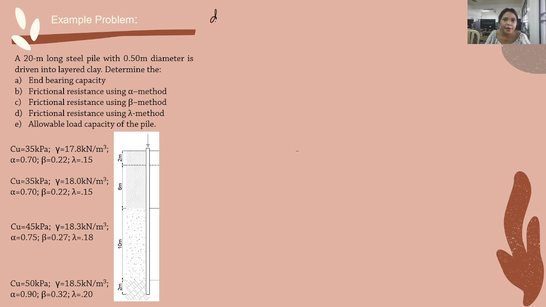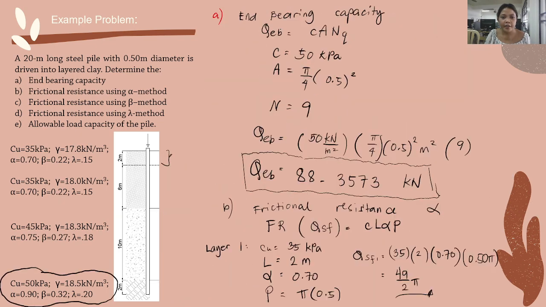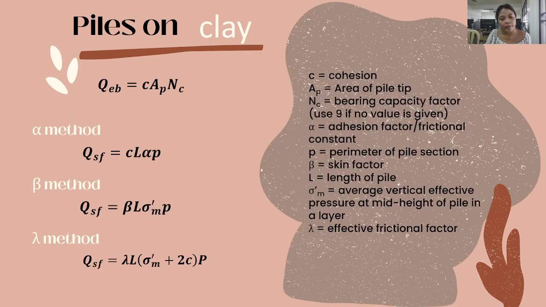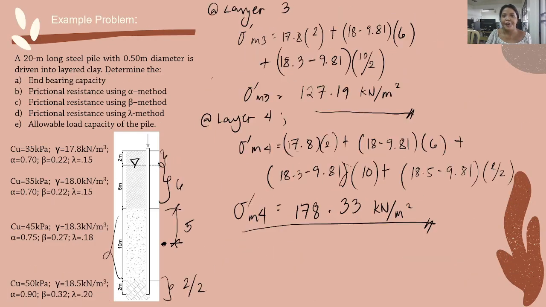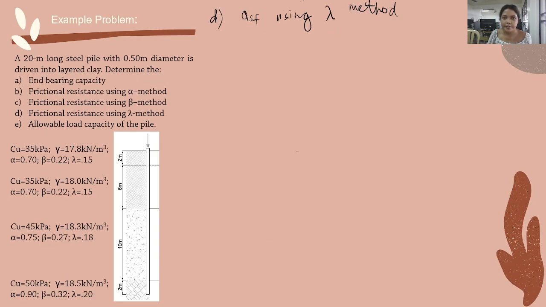Letter D. Haba pala nito. Frictional resistance or QSF using the delta method. So to get that, ang unang formula natin kanina is delta L sigma prime M plus 2C multiplied by P. Tandaan. So delta L times sigma prime M plus 2C by P is your QSF using the delta method.